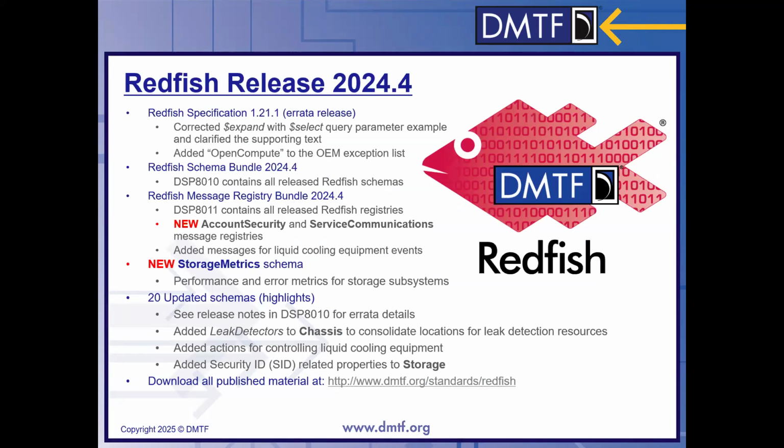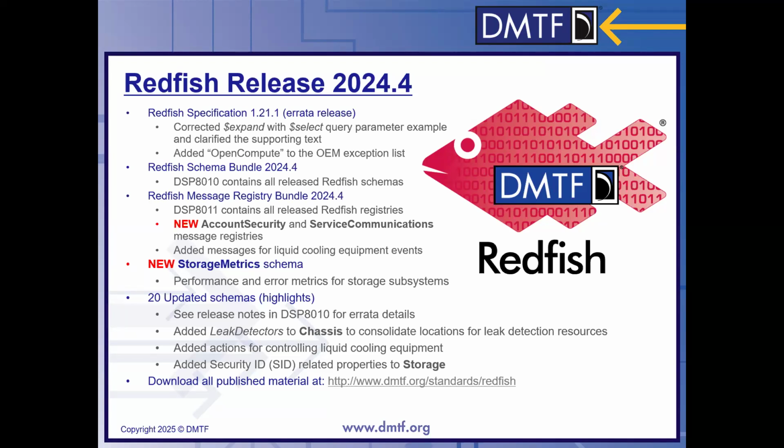There was just an errata version of the Redfish specification. It just corrected some text explaining the select and expand query parameters. It really was the examples and some of that supporting text. So some minor things there. And then there was also an addition of one more organization, the Open Compute Project, to allow them to use a specific OEM name, but that's it for the specification.